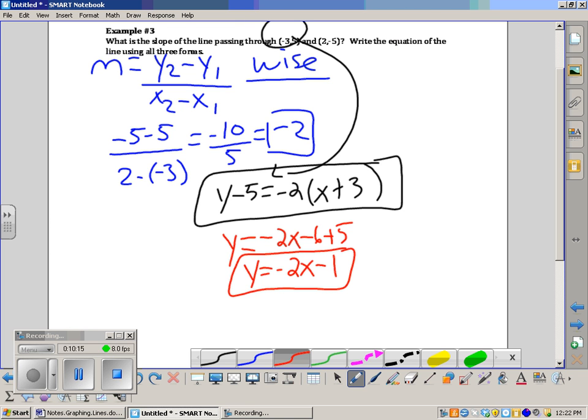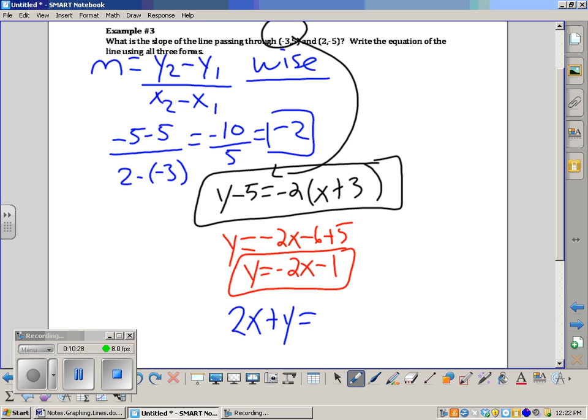So the next form, y equals mx plus b, the slope-intercept form, that's negative 2x minus 1. And then for standard form, we just want to get the x to the other side. And the coefficient in front of y is the invisible 1. All the coefficients are integers, and x is positive. We're done. Okay? Remember, you can pause at any time.